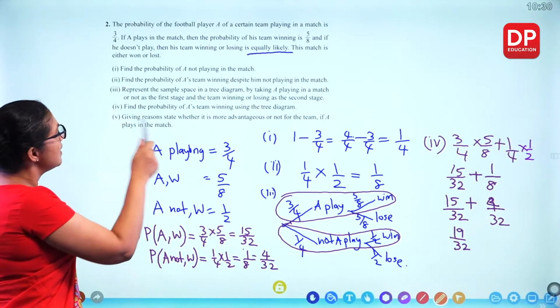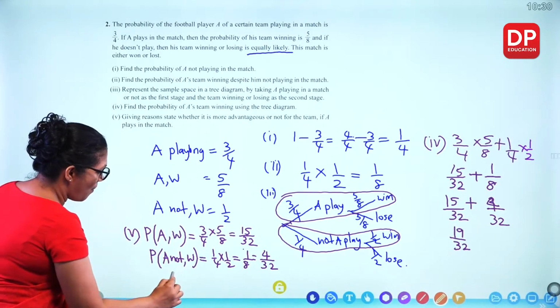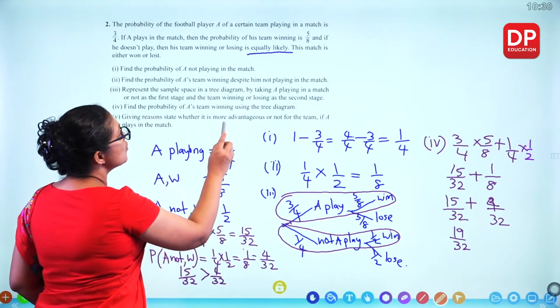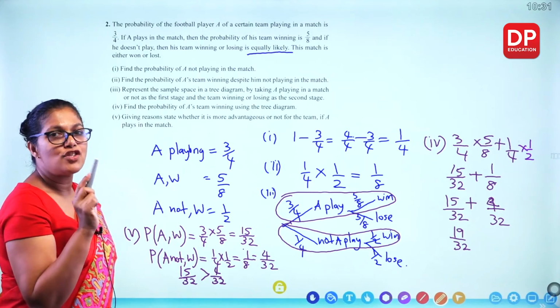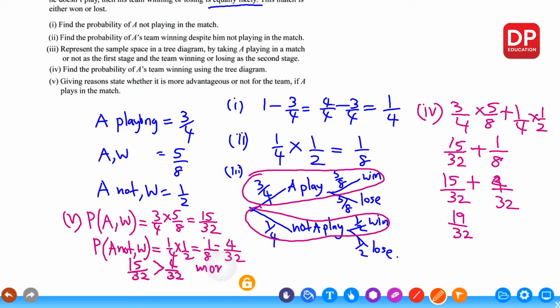So that means you can write down probability, this one. So 15/32 is more than 4/32. So favorable. So more advantage is there when A plays. So you can write more advantage is there when A plays. So that means he is a good player.